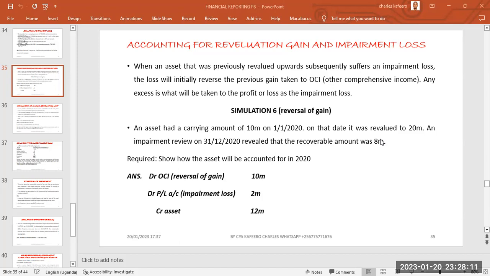Today we are going to resume with our series, financial reporting, and our emphasis for today is going to be on how we account for the valuation gain and the impairment loss.